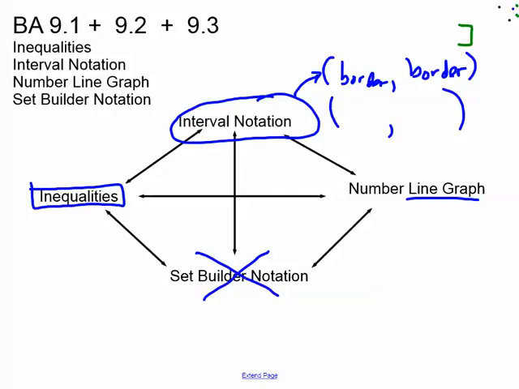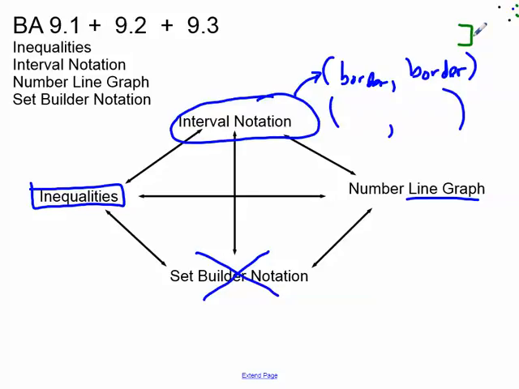Alright, so we're going to do interval notation. We're going to again talk about starting with an inequality. So far we've always been just given an inequality. Inequality leads to a number line graph, and from the number line graph we set up our interval notation by saying what's the border on the left, what's the border on the right.